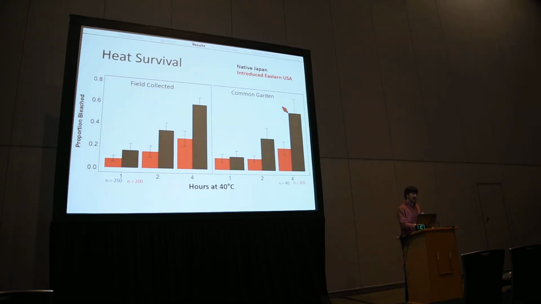So as the hours of exposure increased from 1, 2, to 4, the proportion of individuals that died or bleached increased. But there was a significantly higher proportion of Japanese native individuals that died when compared to the introduced East Coast populations. This was observed in the field collected and observed through the common garden.